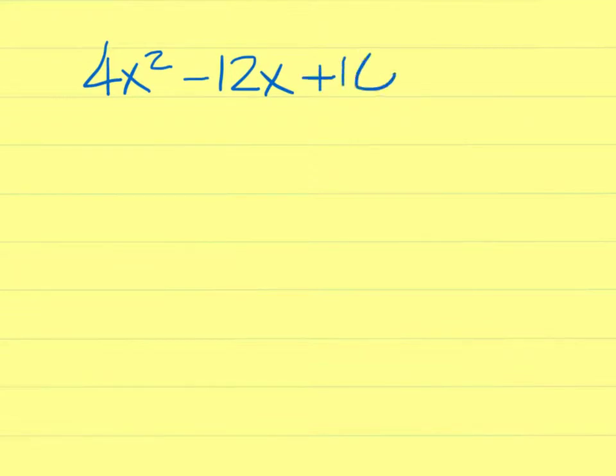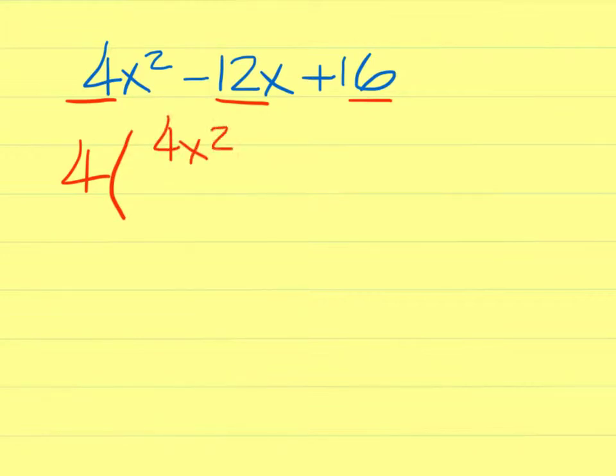On this one, we have 4x squared minus 12x plus 16. The highest number you can take out of each of these is 4. But the lowest power of x in this case is x, but we don't have an x in all three items. So you can't take an x out. So you're just taking out a 4.